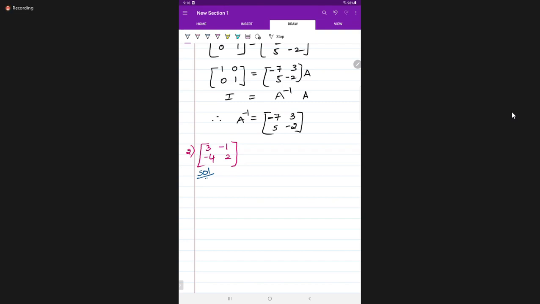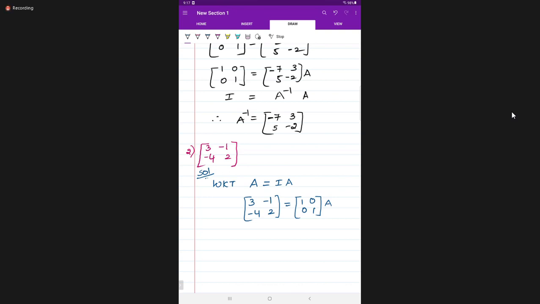We know that if you write this step also, they will give 1 mark. It is a 3 marks question. A into A is equal to I into A. What is A here? 3, minus 1, minus 1, minus 4, 2. What is I? 1, 0, 0, 1. Into A.